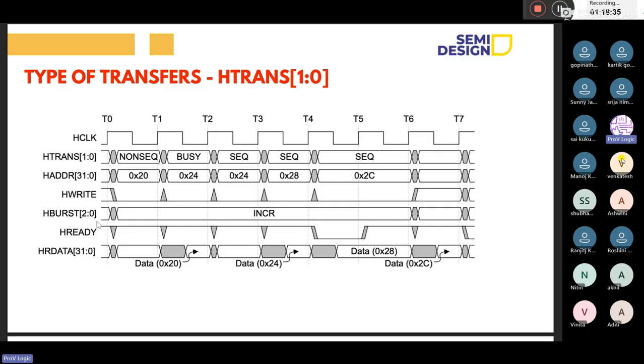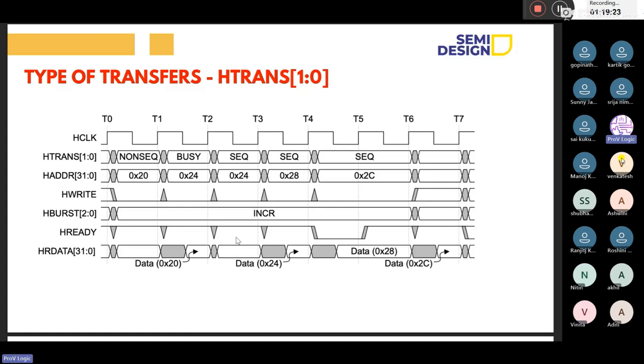HBurst. In HBurst, we have two types: increment and wrap. First of all, what is meant by burst? Burst means a group of data transfers. So how will the group of data be transferred? Suppose it is 32-bit data, how will the group of data be transferred? Eight bits of the group at a time. But that depends on the data bus, right? It depends on the transfer size.